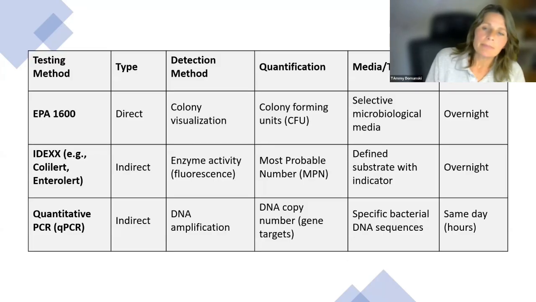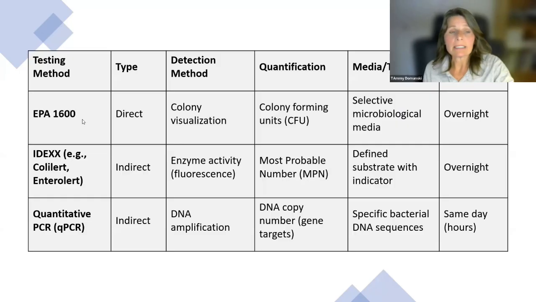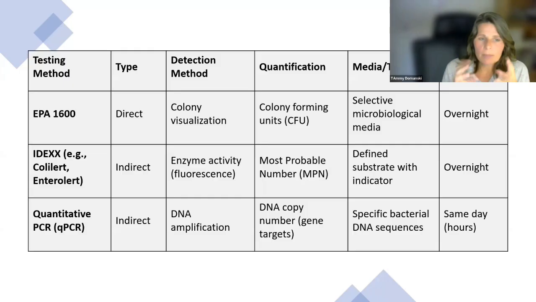Originally the microbiological way was a 2-day growth. The way we do it now, the EPA 1600, is 1 day. But IDEXX, a company, has a couple of methods. It's indirect. There's an enzyme activity. Again, you have a cleavage of a specific molecule and it produces fluorescence. You're not looking at colonies.